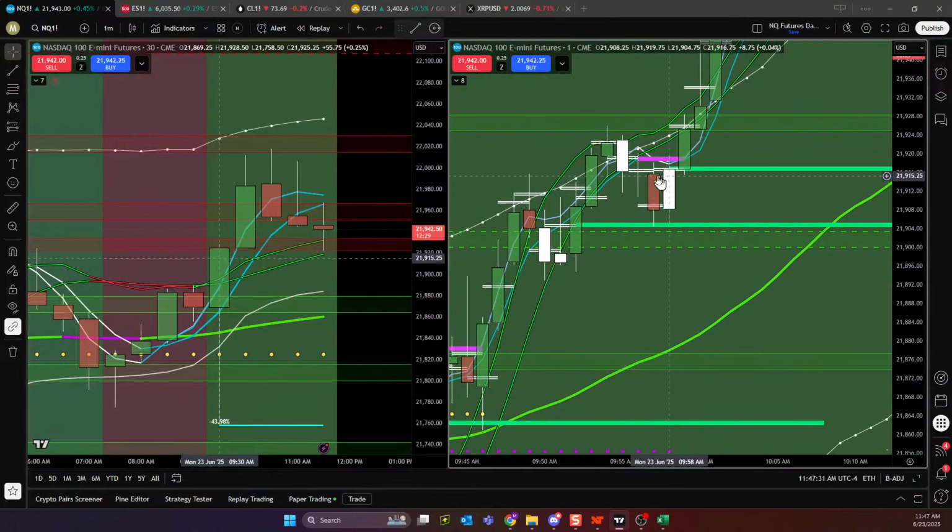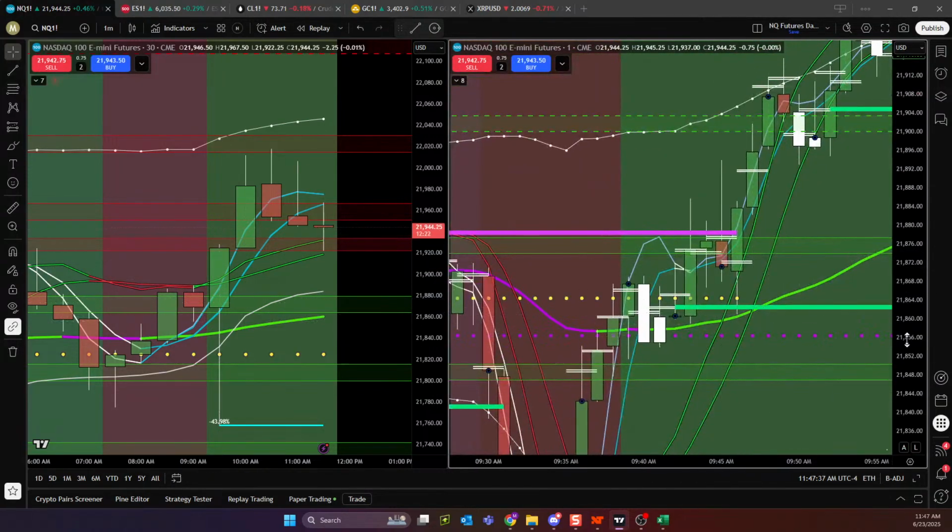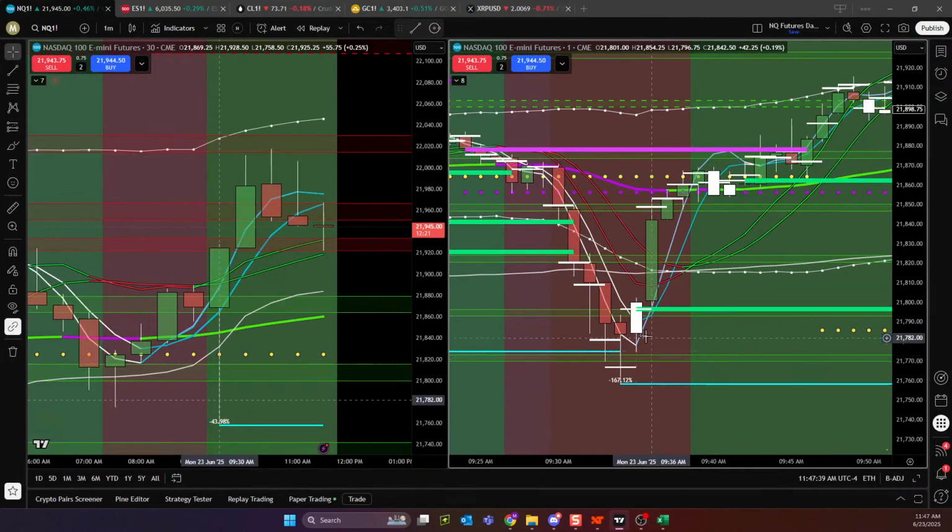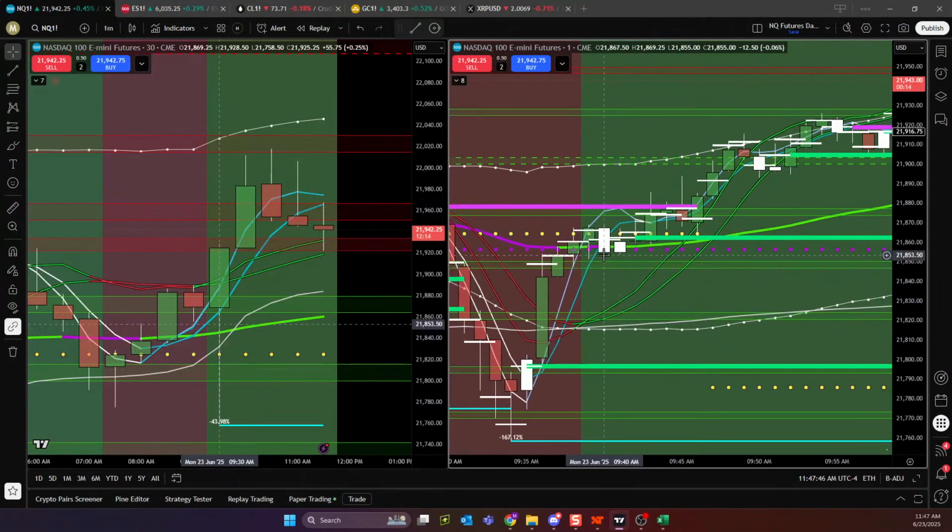You're also going to be able to use these looks. When everything says up, pull right back to an HVA and buy it. There's your entry. There's your low. There's your first HVA. There's a pullback to the next HVA.